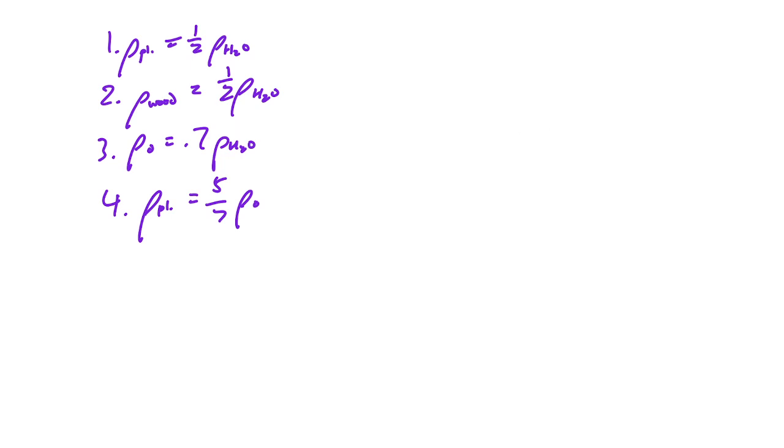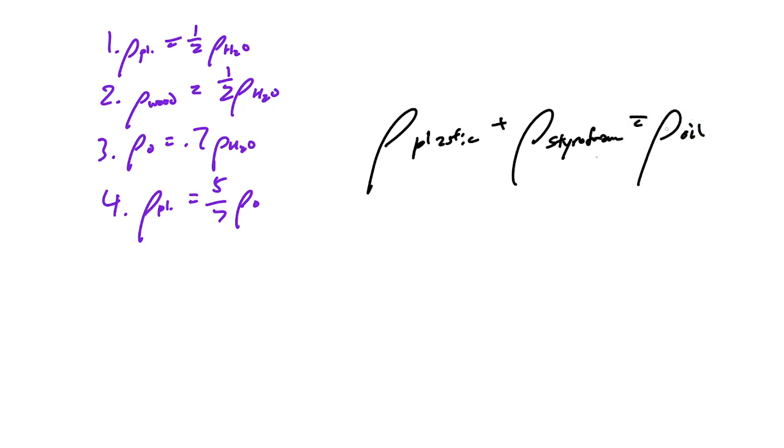And so that means that when we put, what did it say? When we put our styrofoam block and our plastic block together, it's fully submerged. So again, the density of plastic plus the density of styrofoam, you gotta love writing, is going to be equal to the density of our oil, right? So we can start replacing some stuff. So the density of plastic is 5/7 the density of our oil.